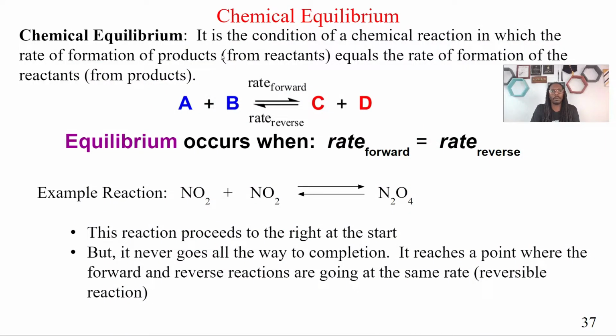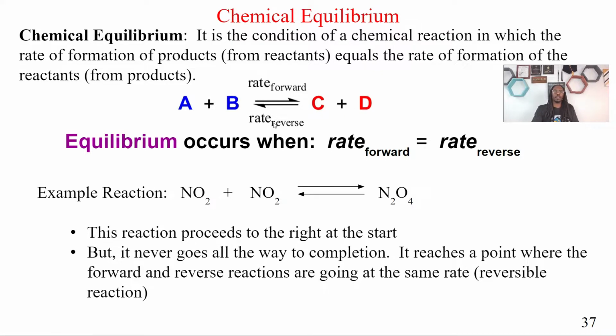Chemical equilibrium is basically the condition of a chemical reaction in which the rate of formation of products equals the rate of formation of reactants. All right, so that's the technical definition. Now, what exactly does that mean?